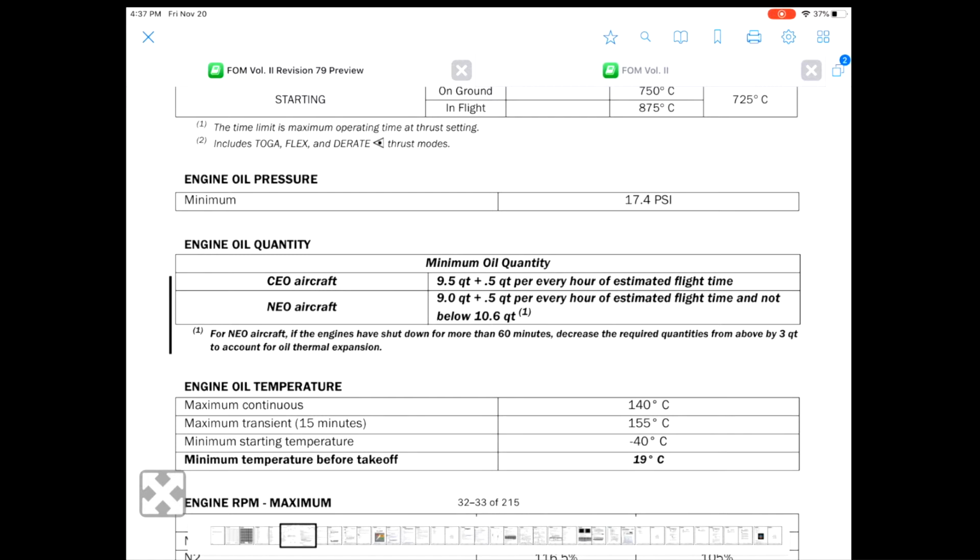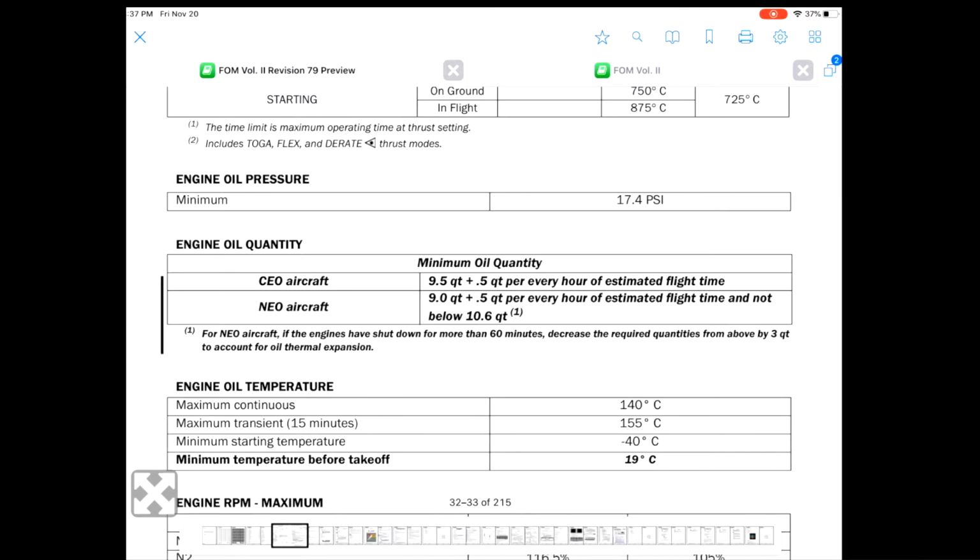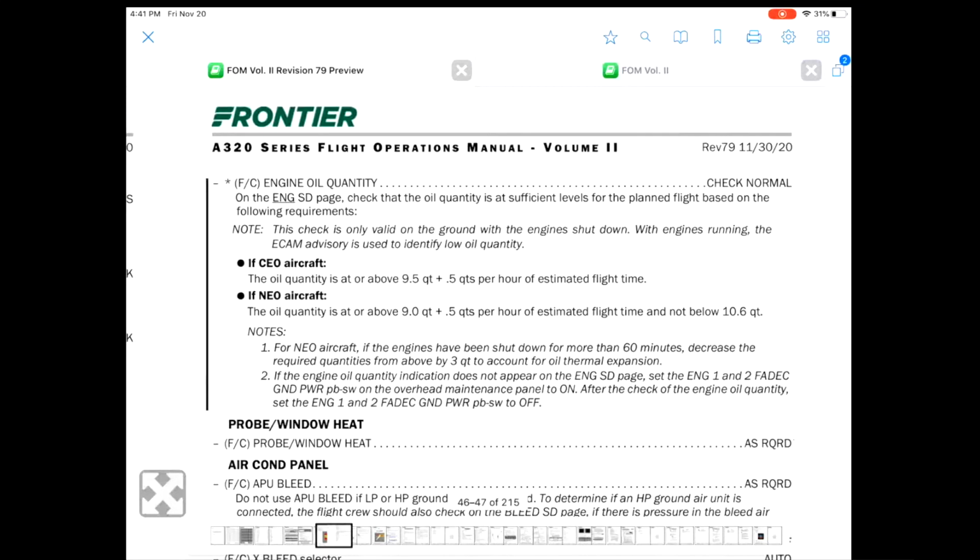Okay, great. And Chris, this is in the limitations section, but I think you also changed the normal procedure to reflect this same change in expectation and policy for oil. Is that correct? Yep, great point. Yep, we did align the engine oil quantity, both in the normal procedure as well as the limitations.